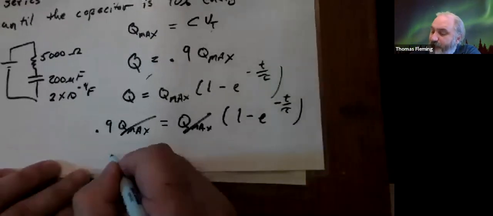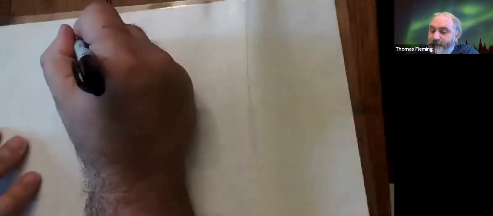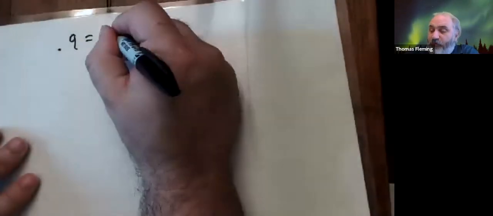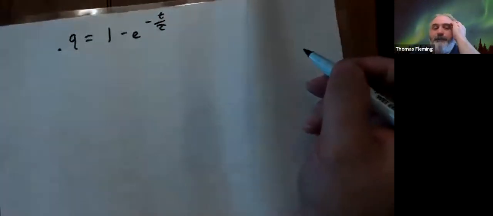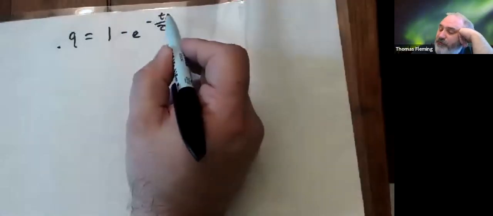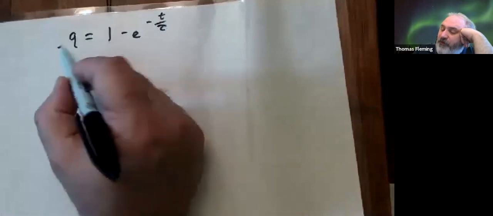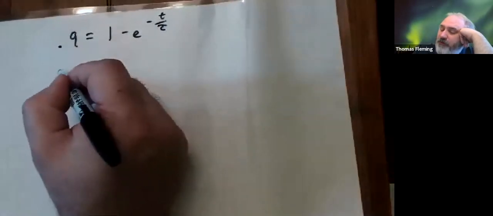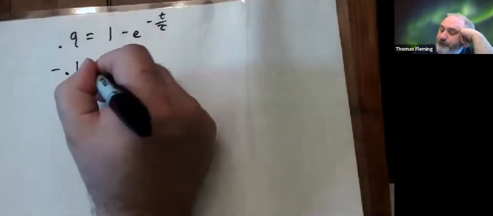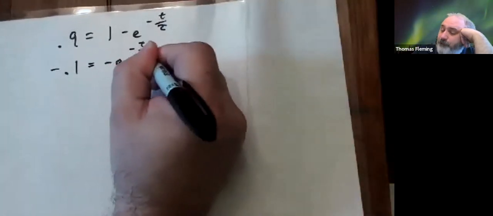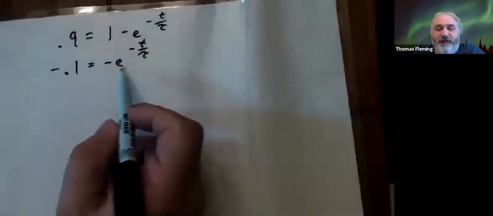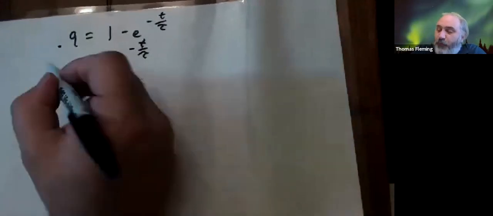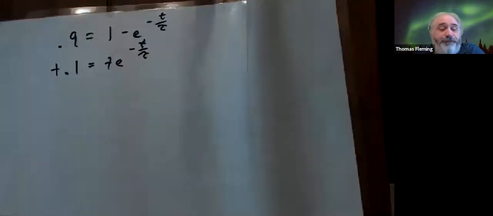So look what's going to happen. I've got 0.9 equals, I don't need the parentheses on the other side anymore, so 1 minus e to the negative t over tau. So to get t by itself, first, let's get rid of this 1. We'll subtract 1 from both sides. So 0.9 minus 1 is negative 0.1. Now, of course, negative 0.1 equals negative whatever. If I multiply both sides by negative, I can cancel out those minus signs and make them plus.